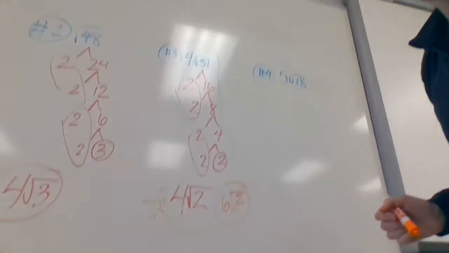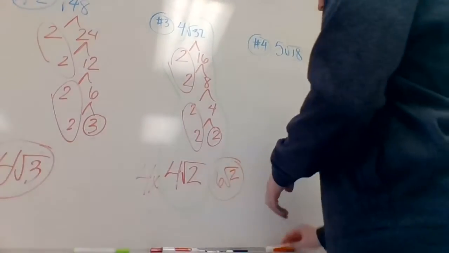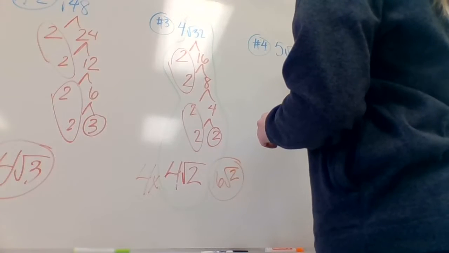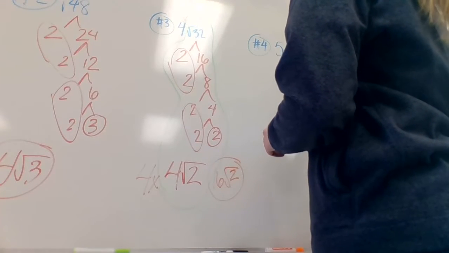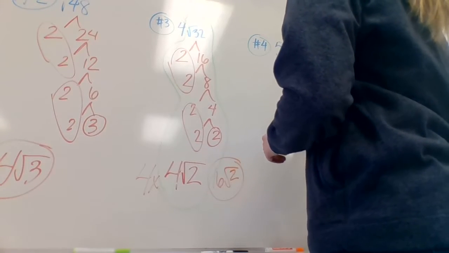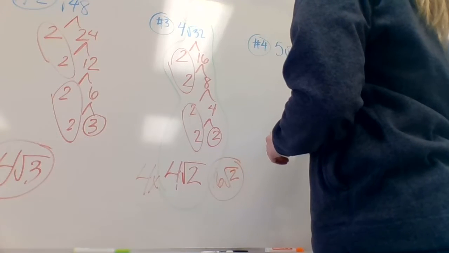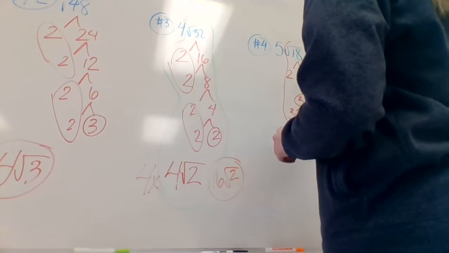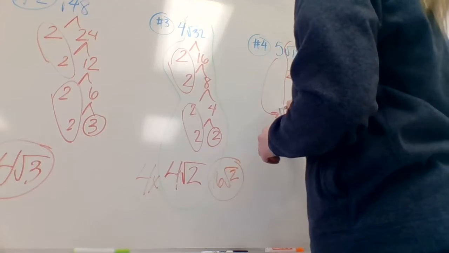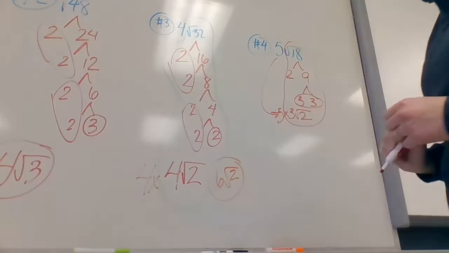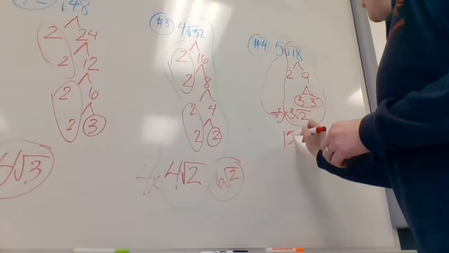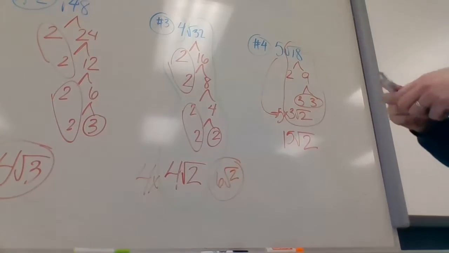And then looking at number 4, 5 root 18, I need to break down my numbers. 18 is 2 and 9. All right, perfect. I have a 3 and a 2. But again, this only is for this, and I still have this 5 out here. So I need to multiply that. So 5 times 3 gives me 15 root 2.